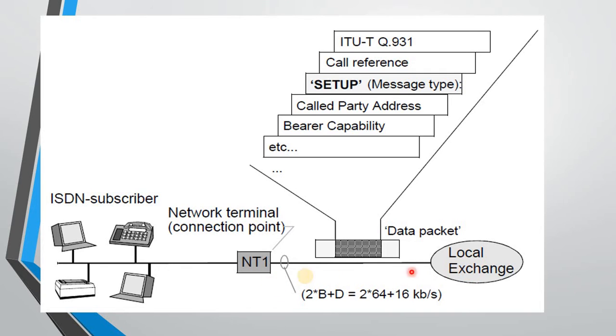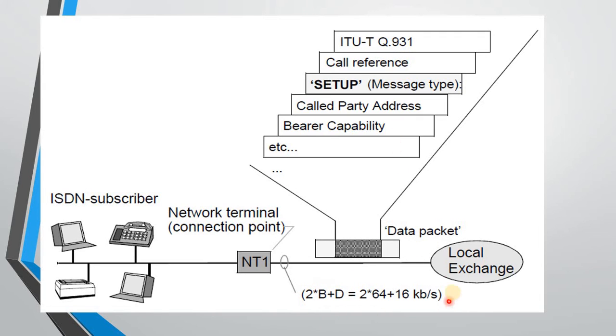And on the bearer part, the digital messages or the data packets are exchanged, which can have different information related to bearer capability and the address of the called party, which are mainly contained in the setup message, the call reference, and specifications which guide these messages are referred to in ITU Q.931.